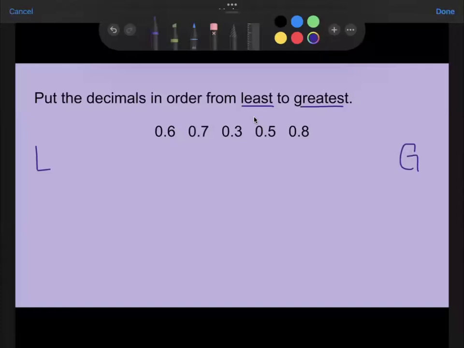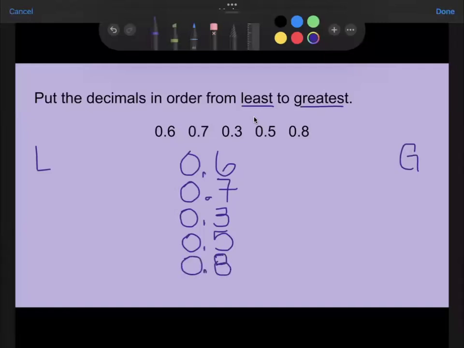Okay, so what I like to do with comparing anything, comparing whole numbers or decimals, is I like to stack them all up. But the first thing I'm going to do is check the largest place value they all have to see if it's different. So these all have zeros in the ones place. So that is not different. So that means I'm going to go ahead and stack these up. So I'm going to write 0.6, 0.7, 0.3, 0.5, and 0.8.